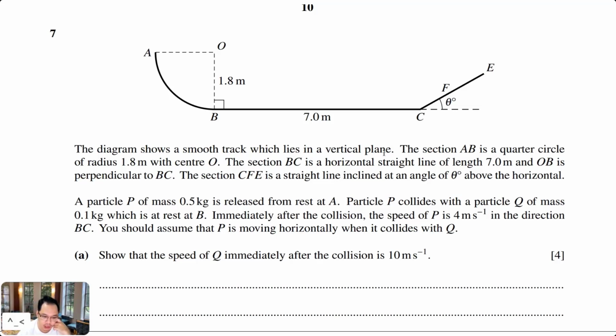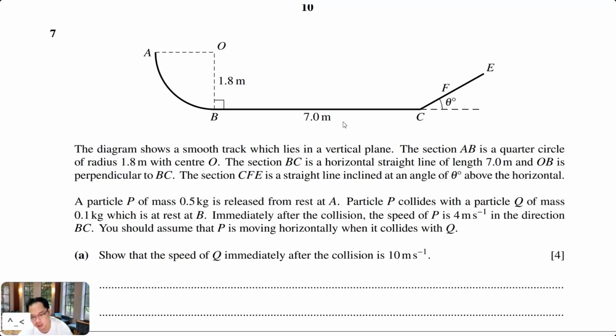In this video, I'm going to help you solve a problem in the A-Level mechanics paper in March 2023. This is question 7, the last one and the hardest one. The diagram shows a smooth track with lines in a vertical plane. The section AB is a quarter circle of radius 1.8 meters with center O, the section BC is a horizontal straight line of 7 meters and OB is perpendicular to BC.